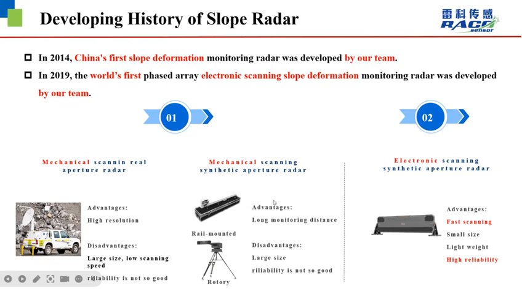These two, they are density aperture radar. They have been around for more than 10 years. In 2014, China's first slope deformation monitoring radar was developed by our team. We call it rail-mounted radar. This radar will move back and forth on this rail.